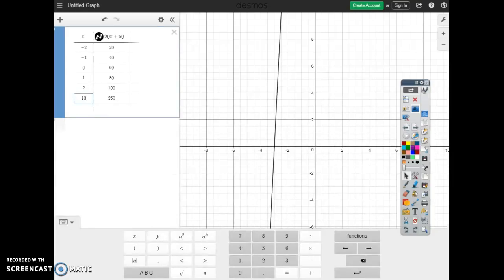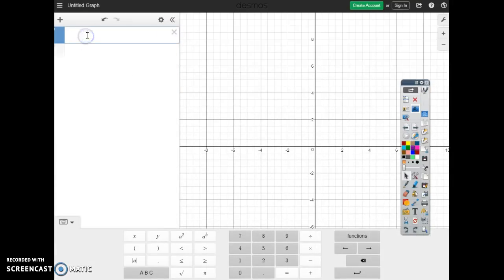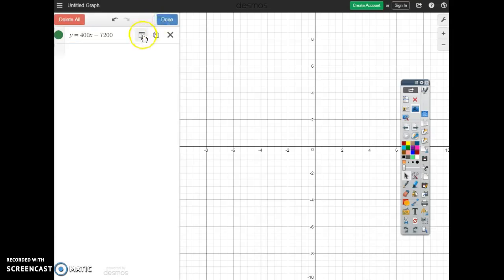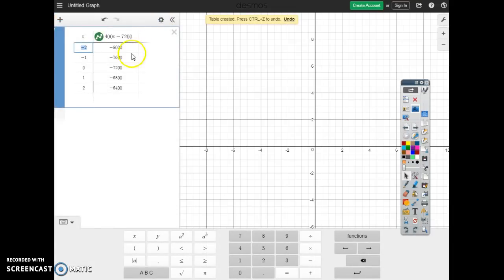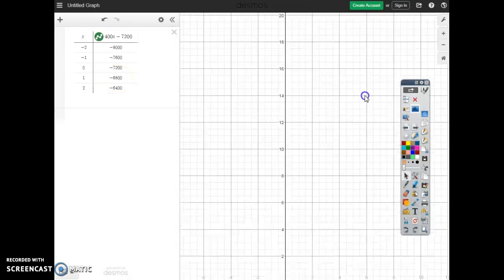Everybody's typing it. Y equals, you do put X, it's 400X, not N. Minus 7,200. Okay, you do the table for that function, and look at these numbers. These are negative numbers. I don't need negative numbers, so I'm going to have to go look for some more numbers because right now he still hasn't made his money back. So we're going to go up here.